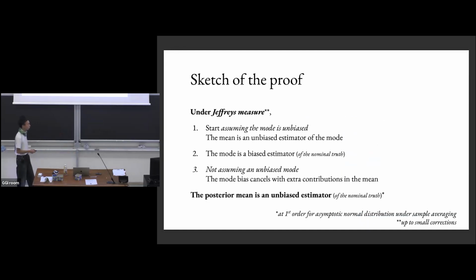So the sketch of the long proof is the following. Under the Jeffreys measure, I start by assuming that the mode is unbiased, for simplicity, a technical reason, and I find that the mean is an unbiased estimator of the mode. Second step, I look again at the mode, and I find that it's a biased estimator of the truth. So I need now to revisit the mean. By not assuming that the mode is unbiased, what I find is that there are actually extra contributions in the mean that exactly cancel the mode bias, such that the posterior mean is an unbiased estimator, okay, for the technical cases that I have explicited, at first order in the Laplace expansion for those asymptotic normal distributions.